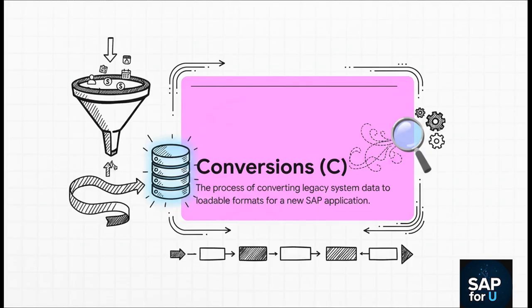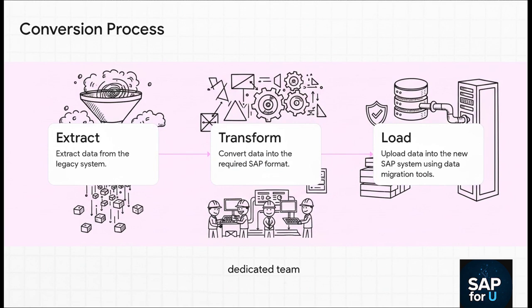Now for C, conversions. This one is huge. When a company decides to switch to SAP, they can't just start from a blank slate. They've got years, maybe decades, of customer data, sales history, and product info in their old system. Conversions are all about carefully moving that precious history into its new home in SAP. But look, this is so much more than a simple copy and paste job. It's a really careful process. You extract the data from the old system, you transform it, meaning you clean it up and reformat it so SAP can understand it, and then you load it into the new system. It takes a whole team to make sure it's done right.